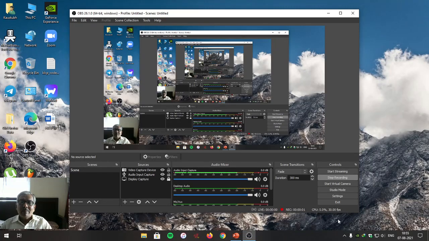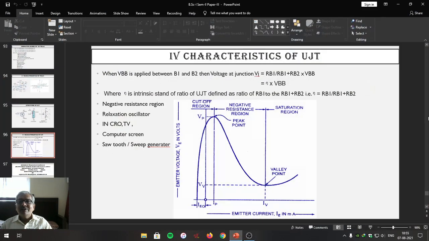Student friends, in yesterday's lecture we studied UJT with its construction, working, circuit symbol and its equivalent circuit, along with the meaning of intrinsic standoff ratio.